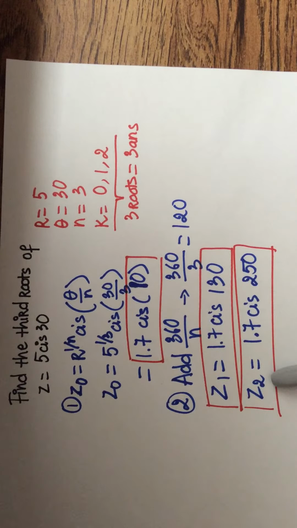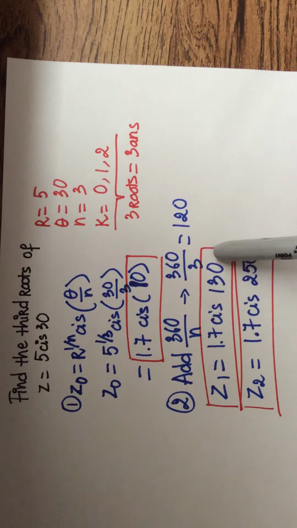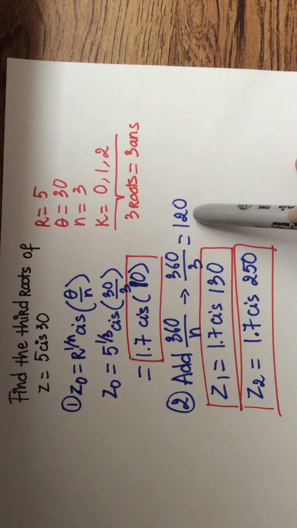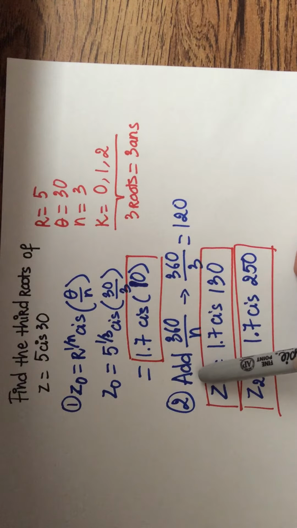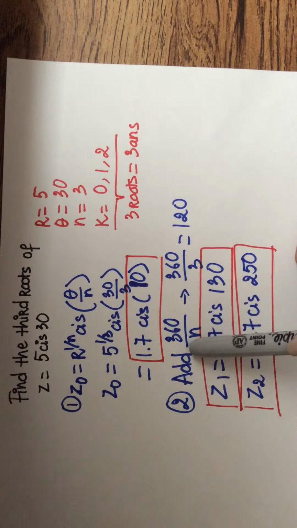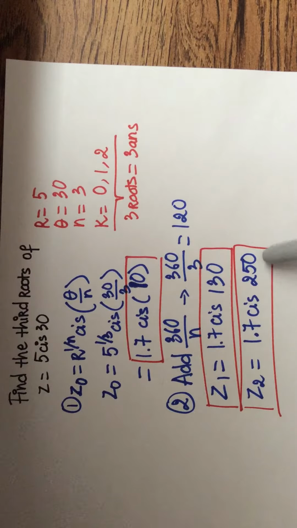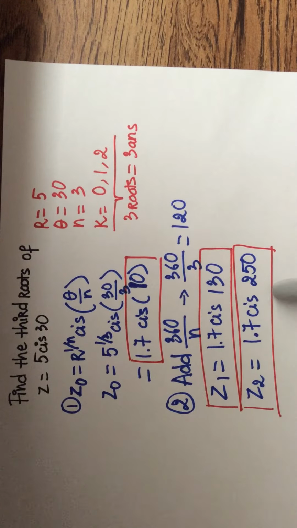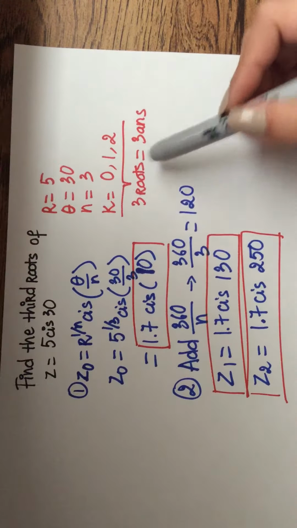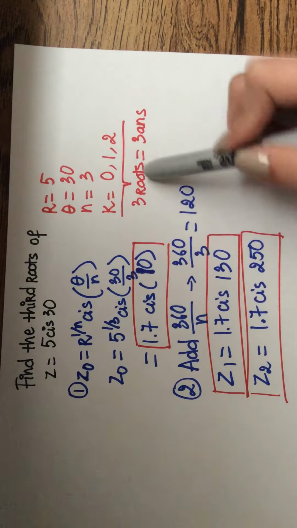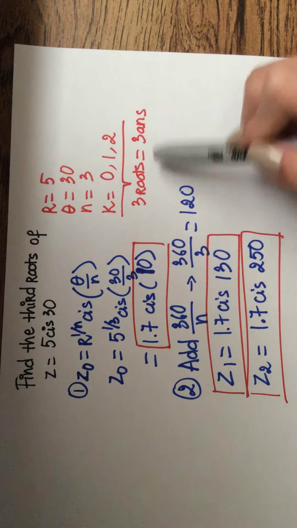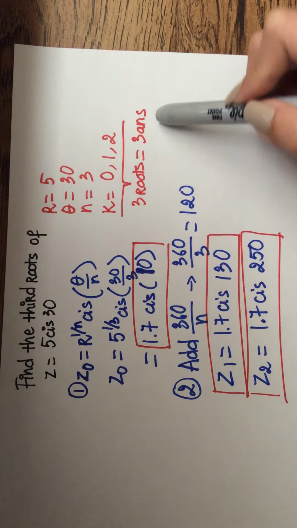And your z2 is going to be the exact same thing again. It's just going to be 1.7 cis, and you're just going to add your theta from before to 120, which is the number you calculated by your second formula, right here, 120. So you add it in, you have a new theta, and that's your z2. And remember, when they ask you for the third roots, that means you're going to have 3 roots, and 3 roots equals 3 answers. So that's what it is.